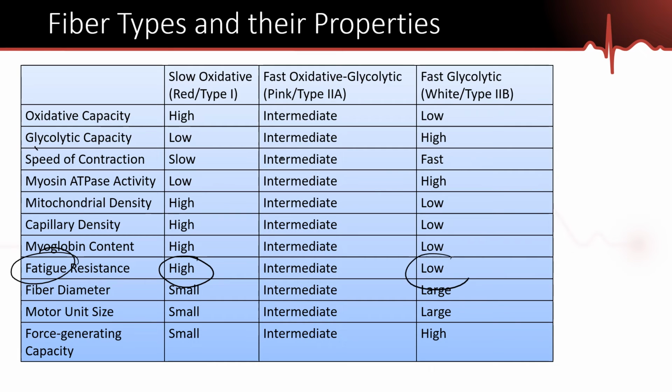Now, faster twitch fibers fatigue really easily. First of all, fast twitch muscle fibers, really fast twitch fibers, aren't recruited until you're starting to do some pretty high intensity exercise or high intensity physical activity. We know this through the size principle. So really fast twitch fibers don't tend to come into play unless you are doing something that's quite strenuous. Now, once they're recruited, they tend to fatigue quite easily.